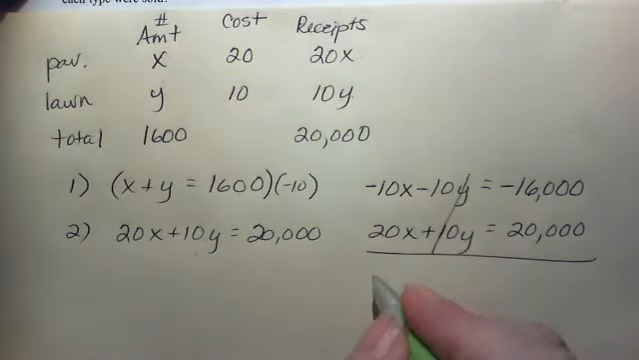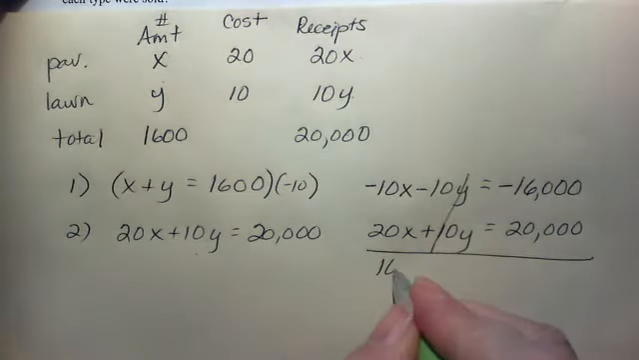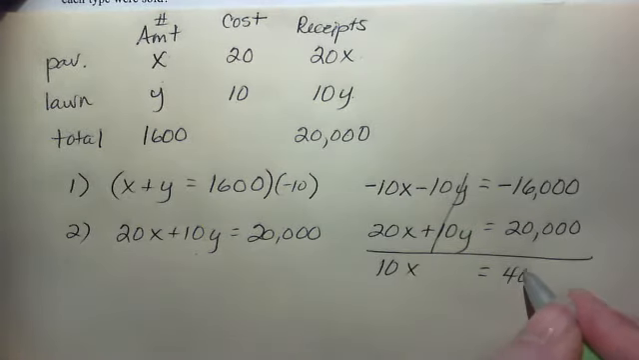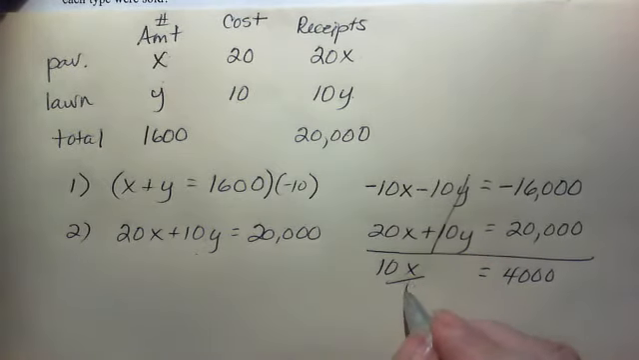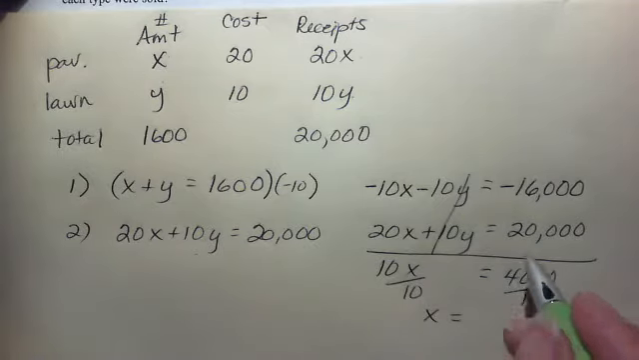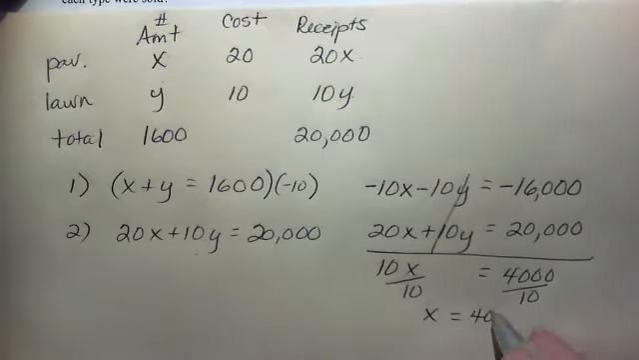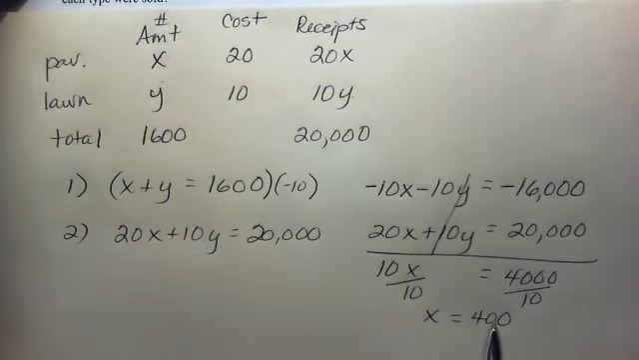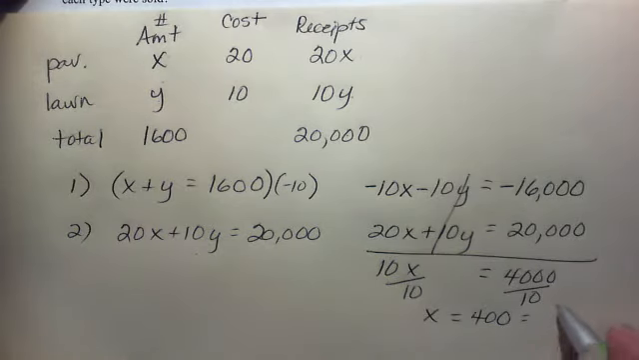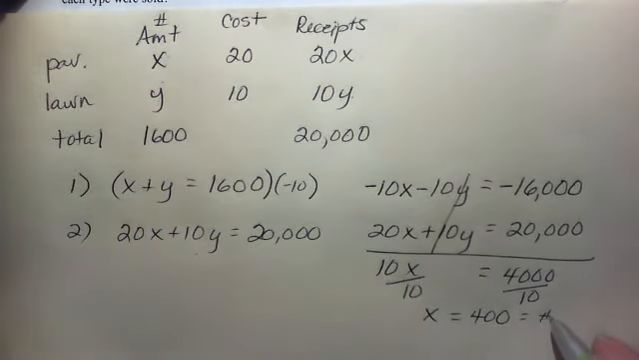And now we can total the x column for 10x and total the constant column for 4,000. We can divide both sides by 10 and give us x equal 400. Okay, 400 is the number of tickets for the x variable, and we said that that was pavilion tickets. So 400 equal the number of pavilion tickets.